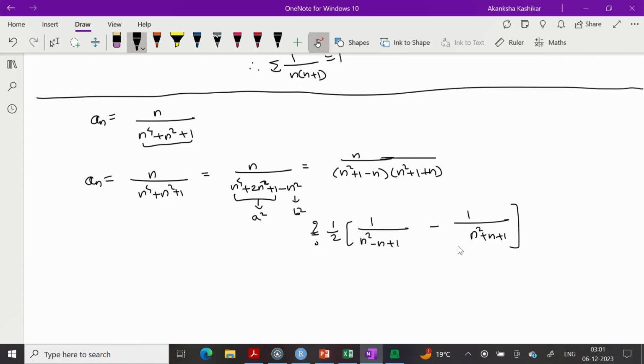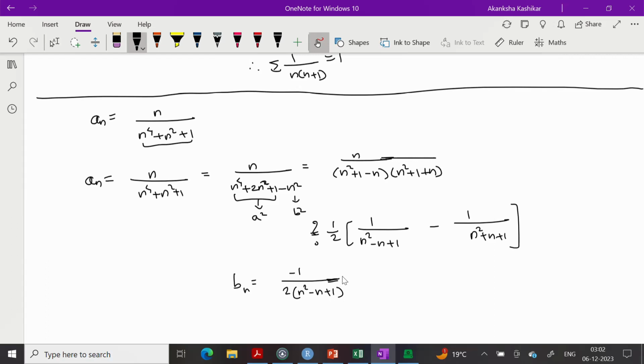Let us check if this is correct. The numerator here will be n square plus n plus 1 minus n square minus n plus 1. So n square will get cancelled, 1 will get cancelled, I will be left with 2n, which is nothing but what I want, because the 2 will get cancelled. So we have to define bn as minus half into 1 upon n square minus n plus 1.